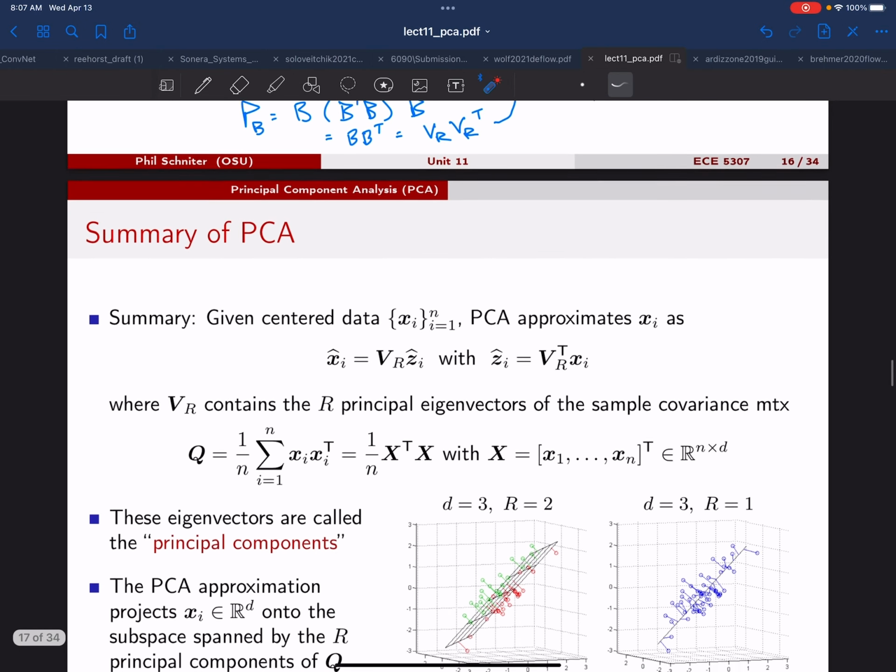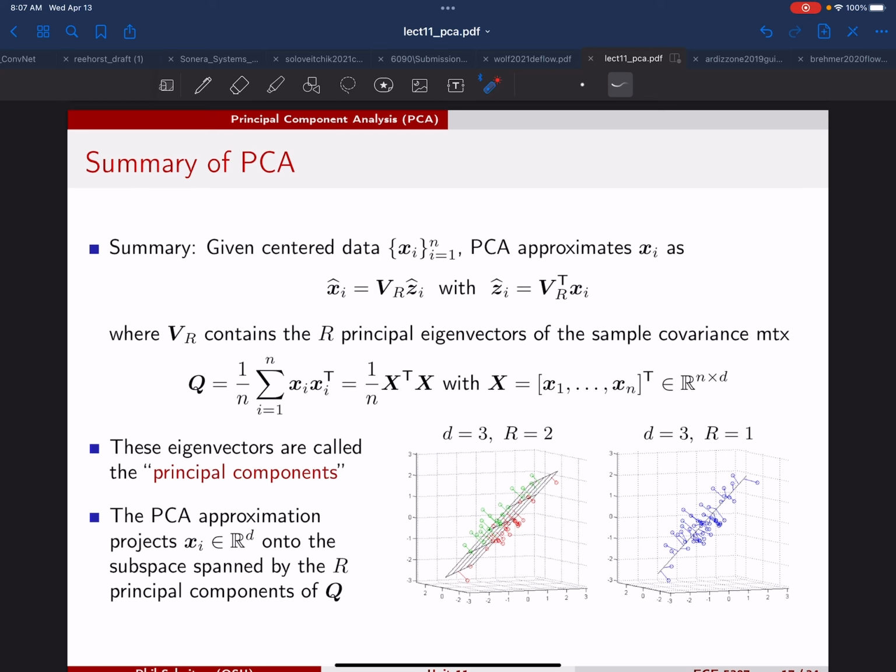It was a little bit long, but here's finally another summary. If you're given centered data xi, where i goes from 1 through n, and you want to do PCA, what you do is compute your covariance matrix, compute the R principal eigenvectors of that covariance matrix, and then stack those R eigenvectors into this matrix VR. Finally you can compute your z hats from xi this way, and you can compute your approximate xi's from the z hats this way. Okay, so that's essentially PCA. The main idea is the derivation.